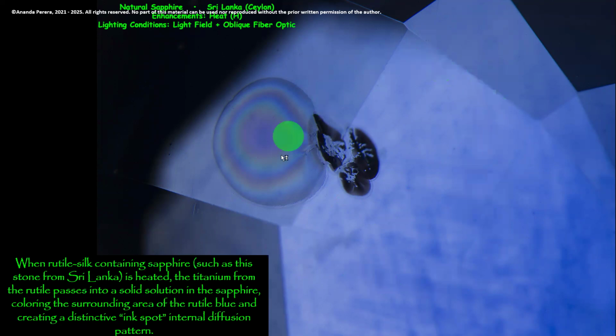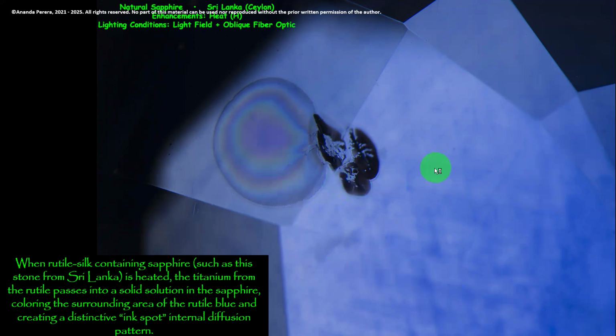So, when a stone such as this one from Sri Lanka is heated, the titanium from the rutile passes to the gemstone. When heating, it becomes a solution-like. Then it passes through the stone. The titanium passes through the stone and creates the ink spots. Internal diffusion pattern creates the ink spots. Now you can see the ink spots created here with the heat treating.